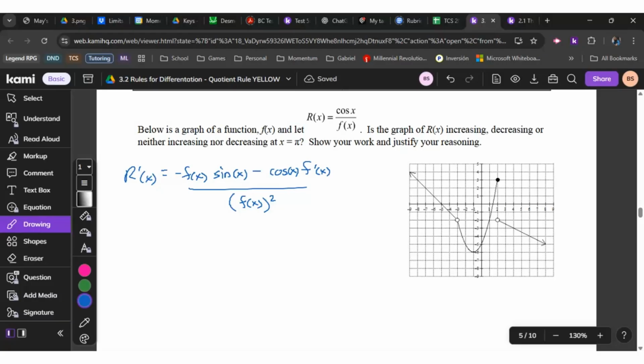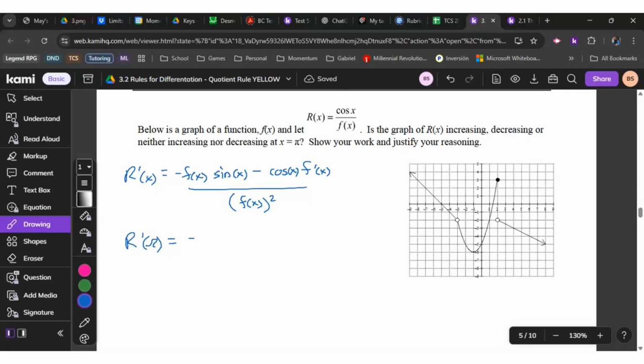So really, that means we just need to know the sign at pi, right? So let's find r prime of pi. If it's positive, what does that mean the original function's doing? And if it's negative? Exactly. Okay, so r prime of pi is going to be negative.